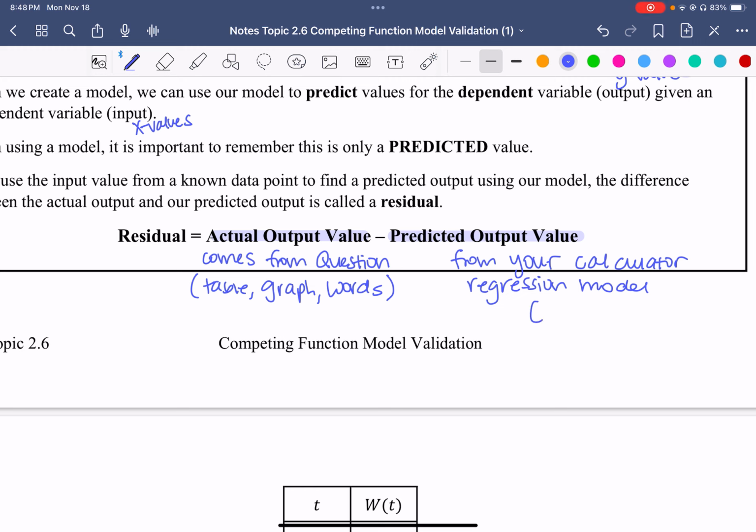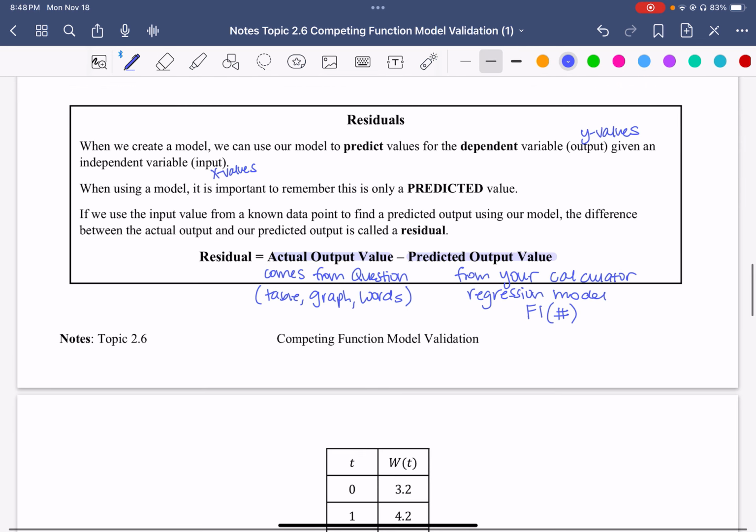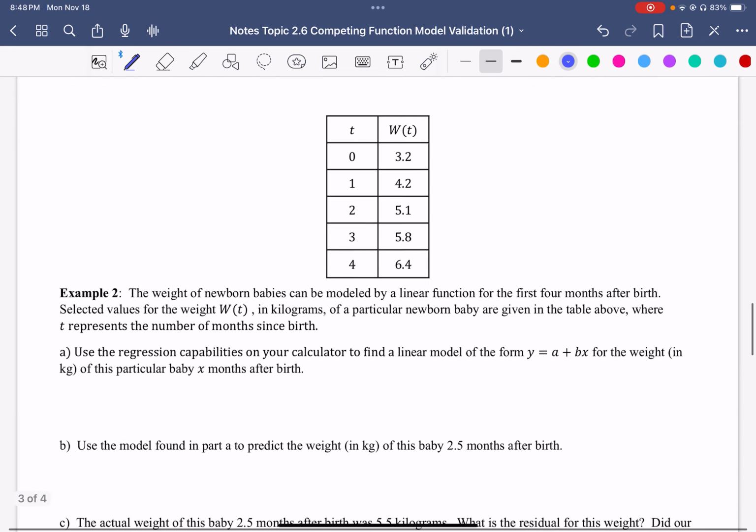Okay, and then if you remember when you type your data into the spreadsheet, you can make calculations by typing F1 and then whatever the X value is in parentheses. Okay, so then remember that the formula is in alphabetical order, so A for actual comes first and then it's minus the predicted. So let's try example 2.